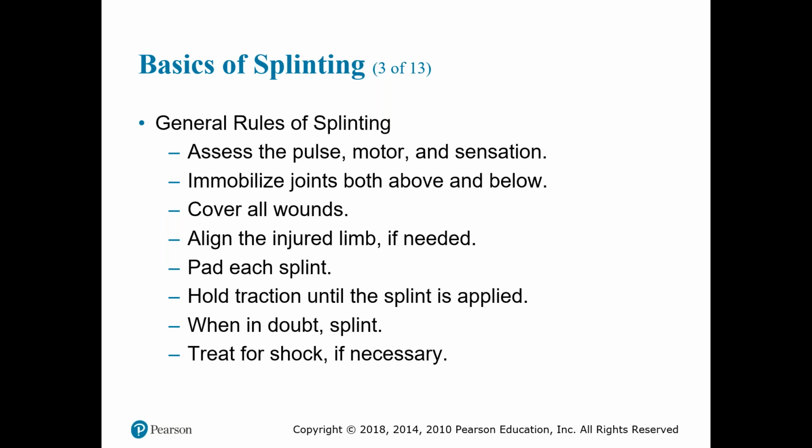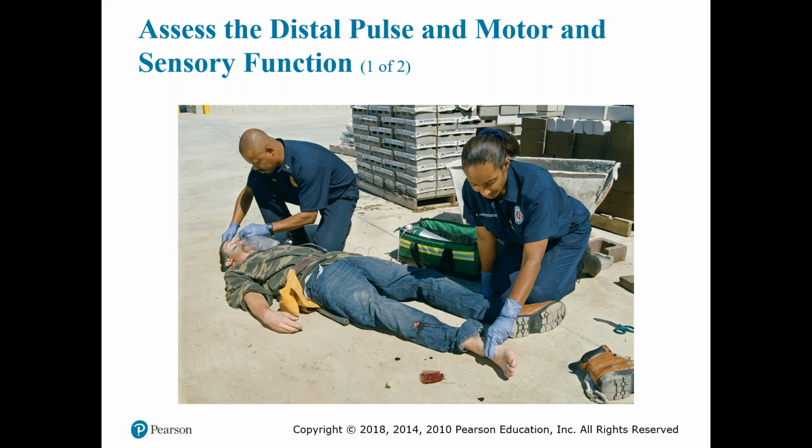So our general rules of splinting: checking CMS before and afterwards, big proponent of that. Immobilize the joints above and below the injury site. Cover all wounds, especially the open wounds. Align the injured limb if needed. Now, the only times that we align the injured limb is in the event that we do not have proper CMS. So we don't have circulation, we don't have motor movement, and we don't have sensation. Pad the splint for comfort. Hold traction until that splint is applied, and then treat for shock if necessary.